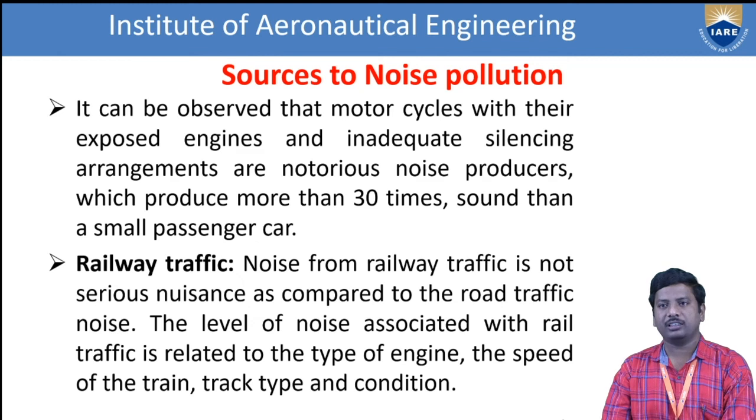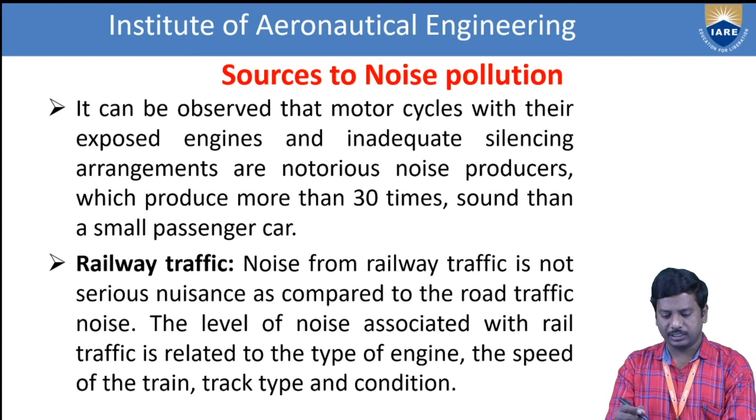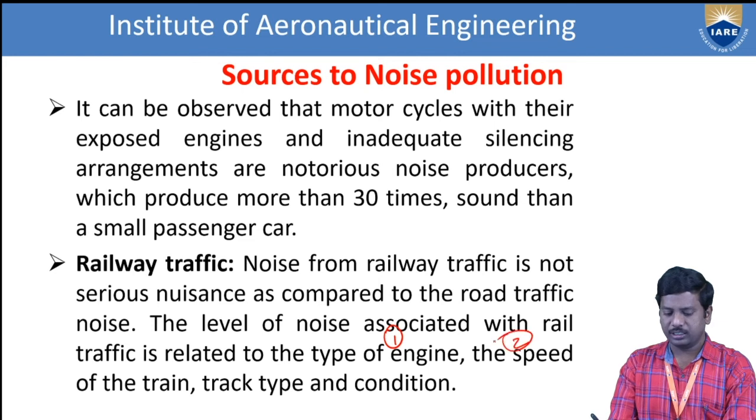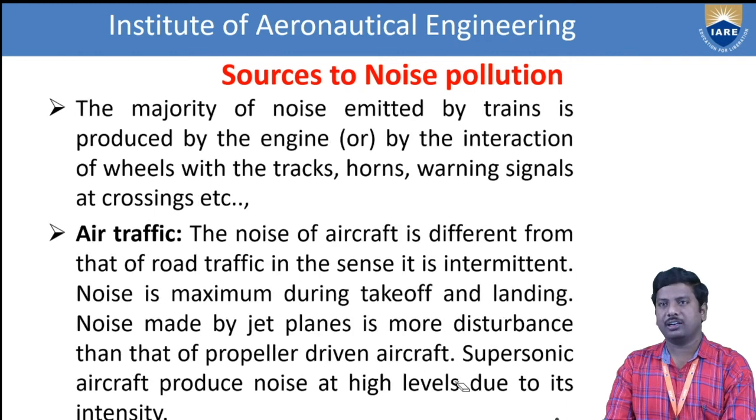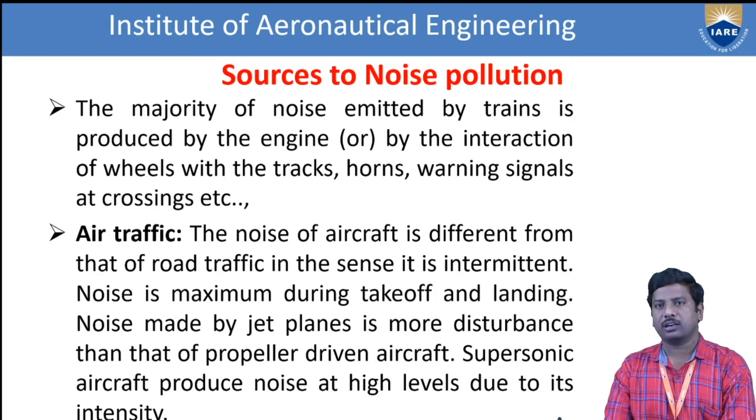Noise associated with rail traffic is related to, first one, the type of engine. Second one, the speed of the train. Third one, track type. Fourth one, the condition. Okay, so these are very, very important for railway traffic. The majority of the noise emitted by trains is produced by the engine or by the interaction of wheels with tracks, horns, warning signals at crossings, etc.